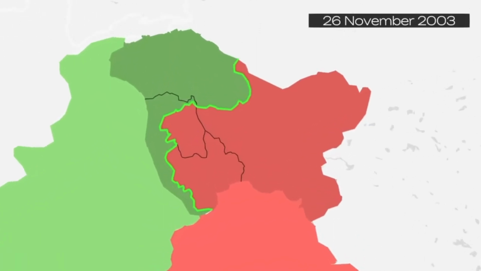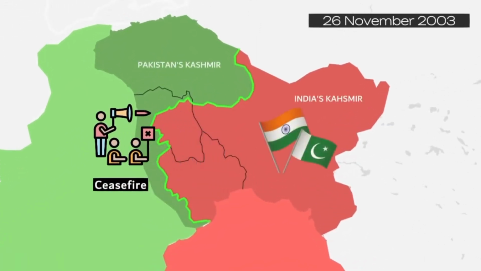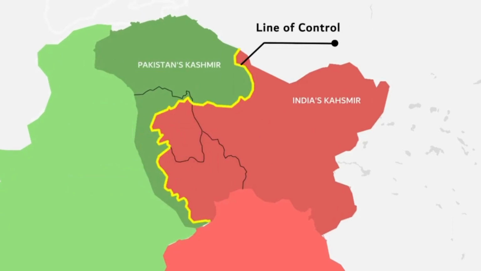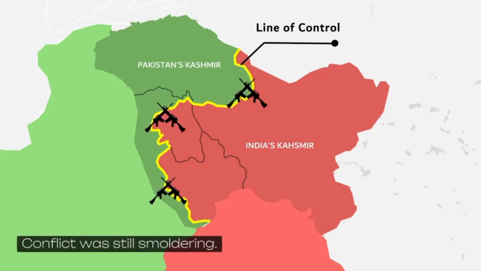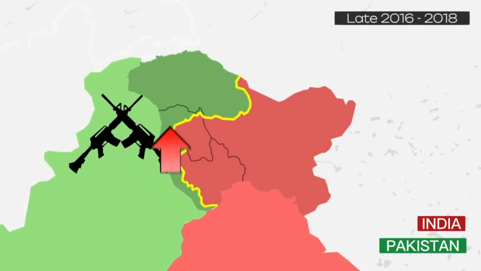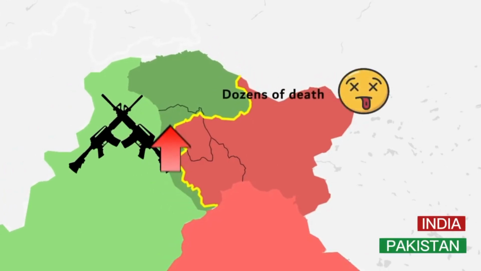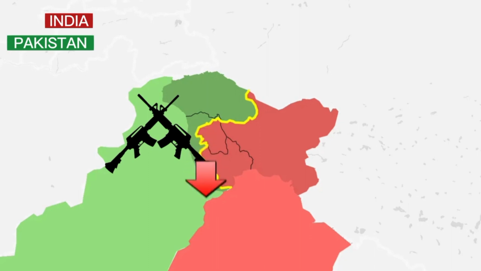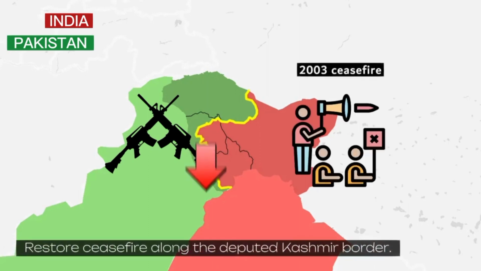On 26 November 2003, a ceasefire agreement between India and Pakistan took effect along the line of control that divided the disputed region of Kashmir. However, despite the agreement, the conflict between India and Pakistan is still smoldering, with both sides regularly exchanging fire across the de facto border. From late 2016 to 2018, border skirmishes escalated and culminated in the death of dozens of civilians and the displacement of thousands of people on both sides of the line of control. The tension only cooled down when the two nations agreed to restore the terms of their 2003 agreement, bringing about a ceasefire along the disputed Kashmir border.